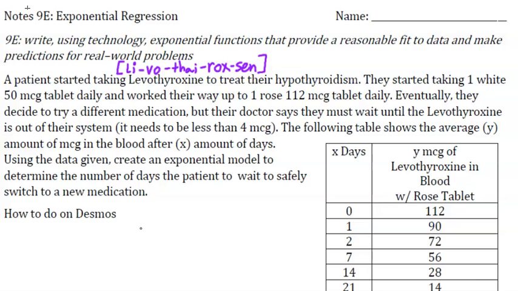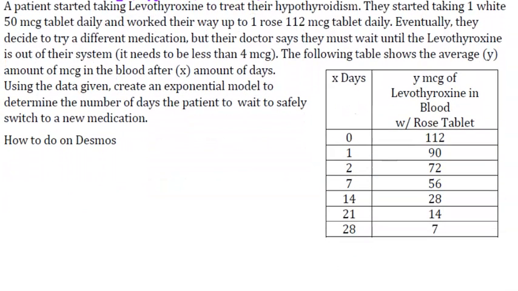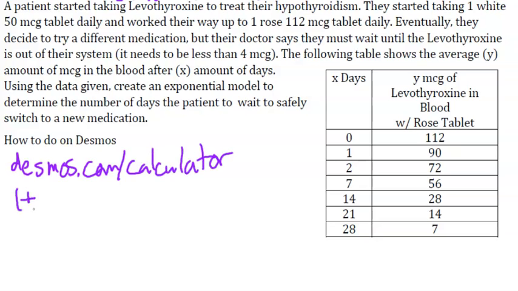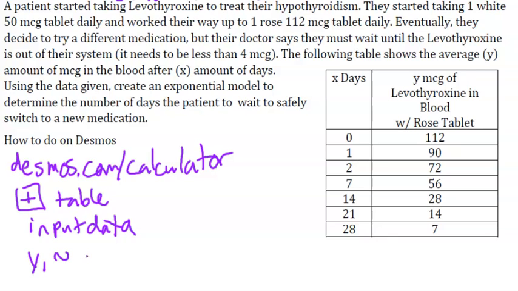So first of all, let's talk about how to do this on Desmos. You'll go to desmos.com/calculator, and you're going to press the plus sign and add the table, input the data, and then you'll type in y1 tilde a times b to the x1 power. And then click log mode.